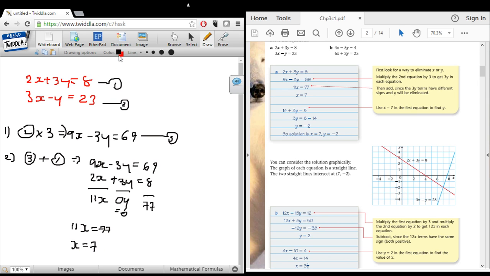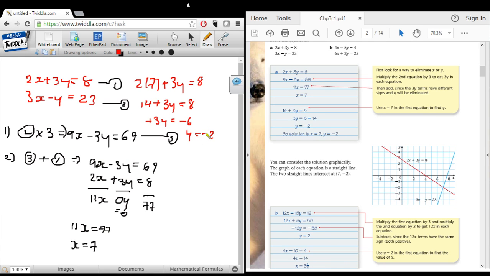Then we can simply put this back into the equation. Any one of the two will do. 2 times 7 plus 3y equals 8. 14 plus 3y equals 8. If we take it to the other side, 3y equals minus 6. So we'll have y equals minus 2.